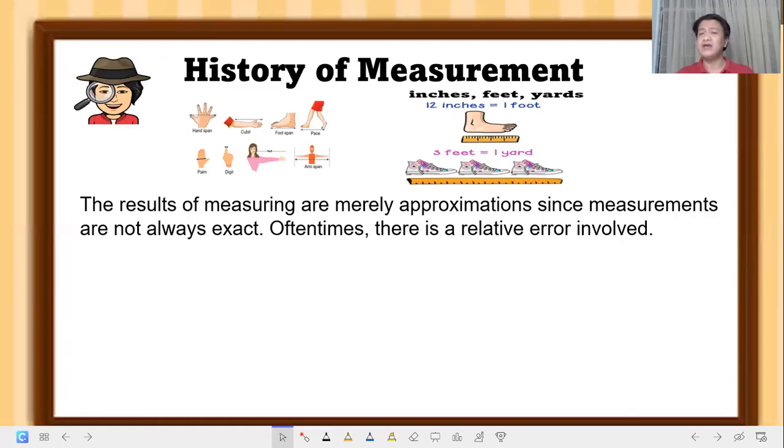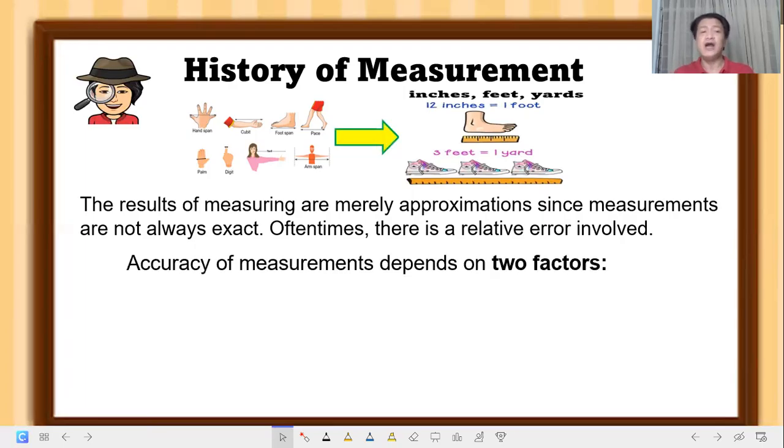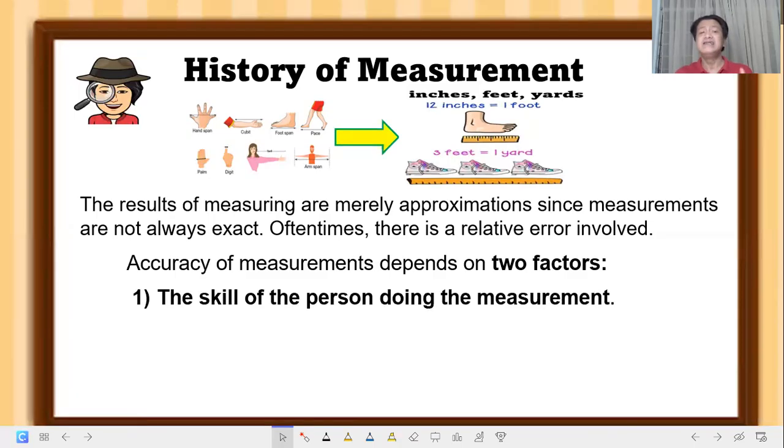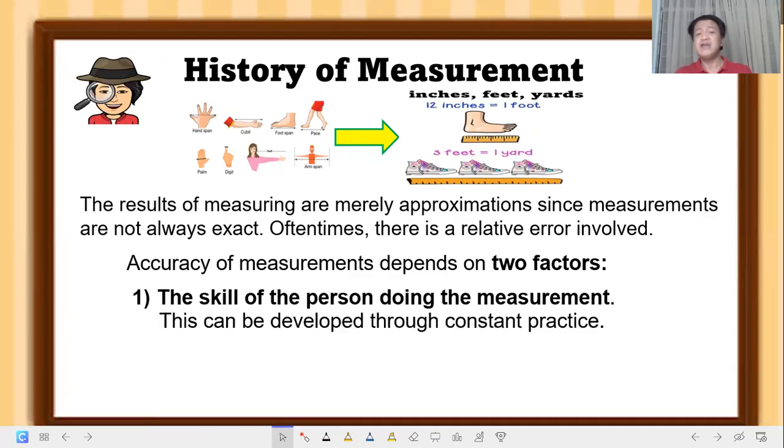Bakit kaya nagkakaroon ng error? Ano yung mga factors na yon? Okay, yun yung aalamin natin. So accuracy of measurements depends on 2 factors. We have first factor, the skill of a person doing the measurement. Siyempre naman, no, this can be developed through a constant practice. Kailangan na pa-practice po natin yung skills natin. Kaya hindi po natin makukuha yung accurate measure without the constant practice. Kaya nga, remember, practice makes perfect.